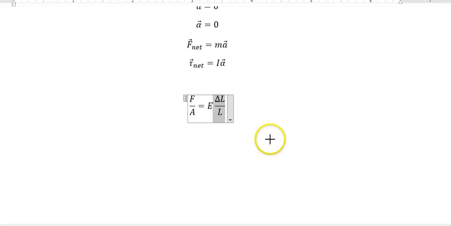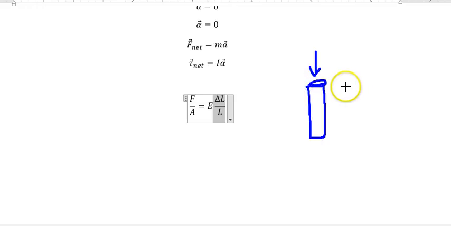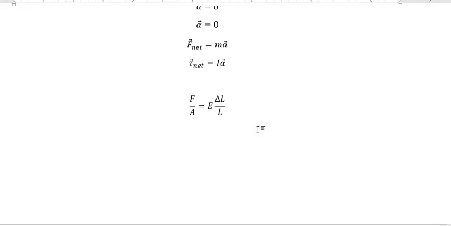What it means is when I have a block and I apply a force to the surface at the top, it's going to get a little shorter. I think we worked a problem like this. It gets just a little shorter. The next piece after stress is strain.